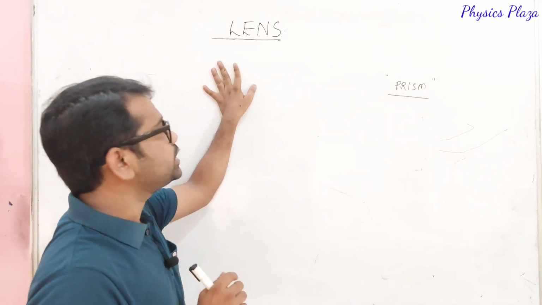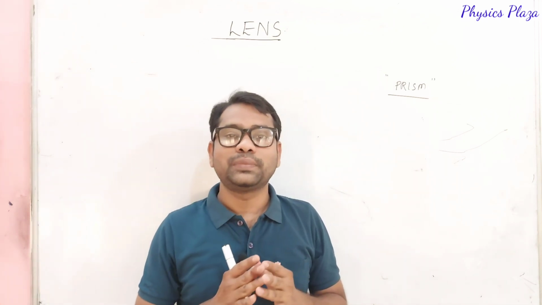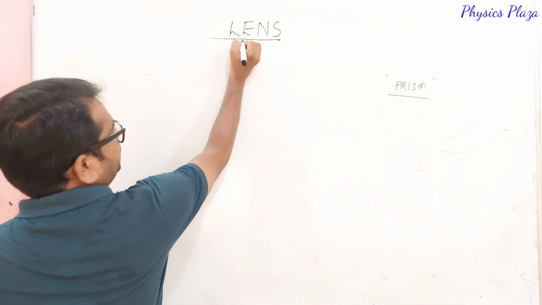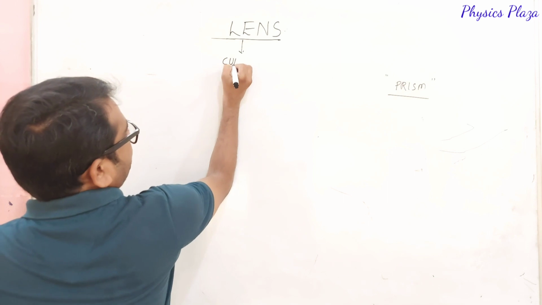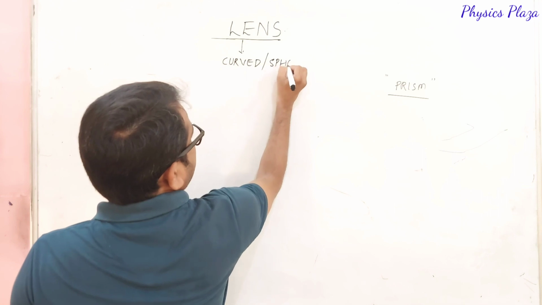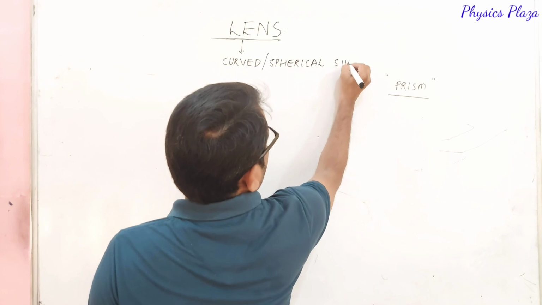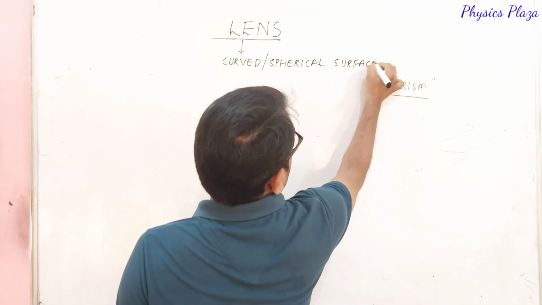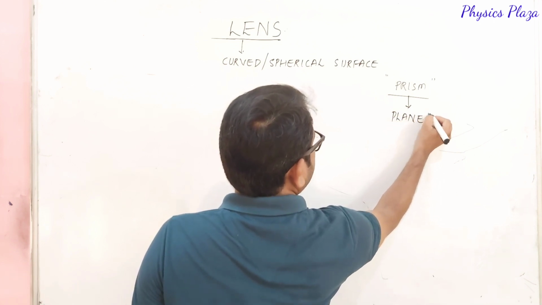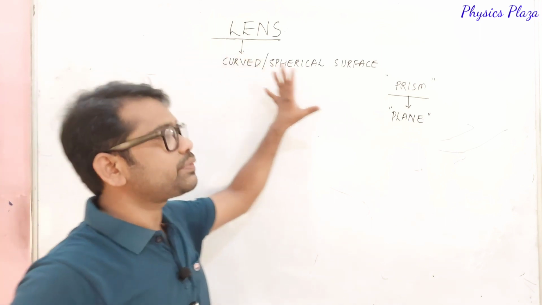But when it comes to the lens, dear children, a lens is also a transparent refracting medium, but consisting of curved or spherical surfaces. A very important thing is that here it is consisting of curved surfaces or spherical surfaces. That makes the difference. Whereas prism means plane surfaces, prism is consisting of plane surfaces, whereas lens is consisting of curved or spherical surfaces.